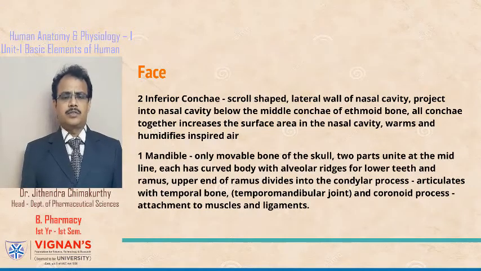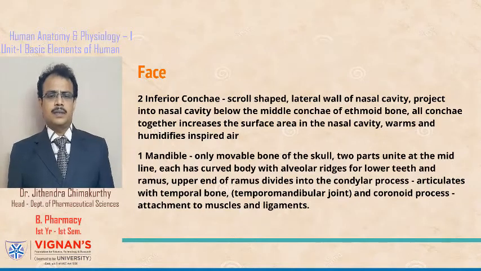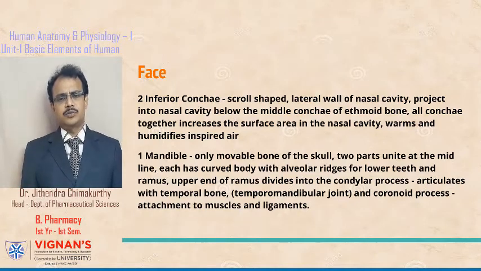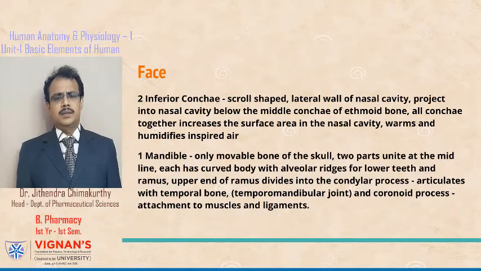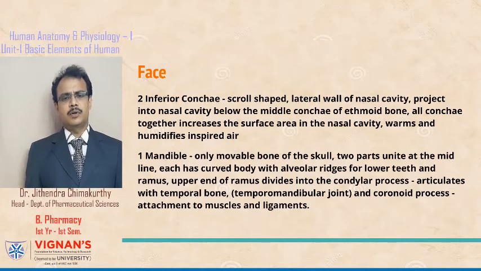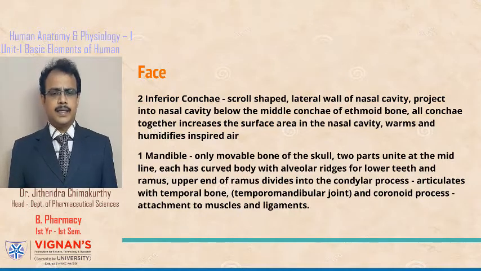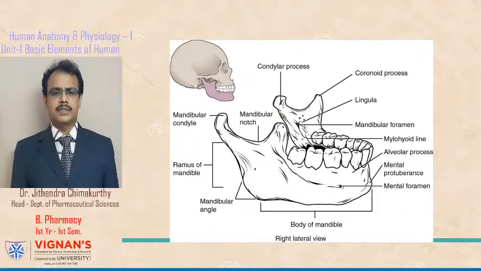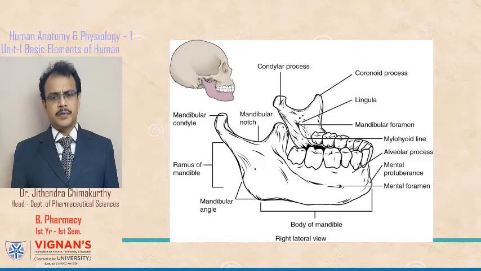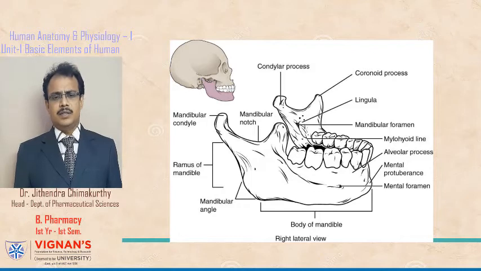The other bone of face is mandible. This mandible is also called the lower jaw, and this is the only movable bone in the face. Before birth, this mandible occurs as two bones and it fuses into one later on. It has two parts, the curved body and the ramus. The curved body has the alveolar ridges which hold the teeth, whereas the ramus is the one which projects upwards almost at right angles at the end of the body.